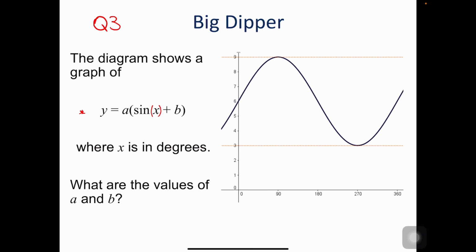So I'm going to go through the answers now. Firstly, I'm going to use my understanding of those keywords. So I said period and amplitude. Firstly, the period is just 360 degrees. It's not changing. However, the amplitude of this graph is different to the amplitude of a standard sine graph.